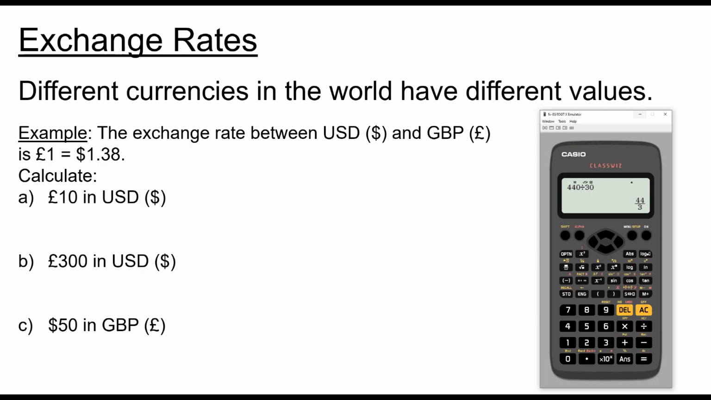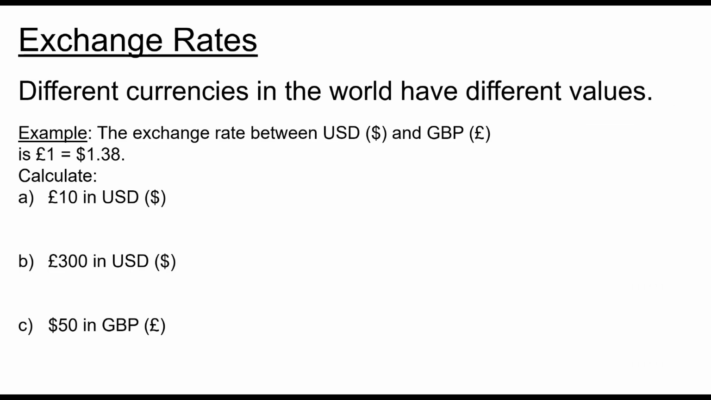There are many different currencies in the world, and they all tend to have different values. Here's an example. The exchange rate between US dollars and Great British pounds, pound sterling, is £1 equals $1.38. To work out £10 in USD, we need to look at how we can convert between these two. If £1 is $1.38, to go from pounds to dollars, we need to multiply by 1.38, and to go from dollars to pounds, we divide by 1.38.